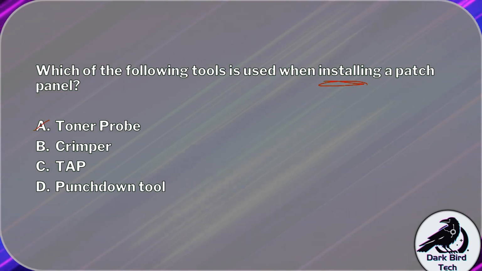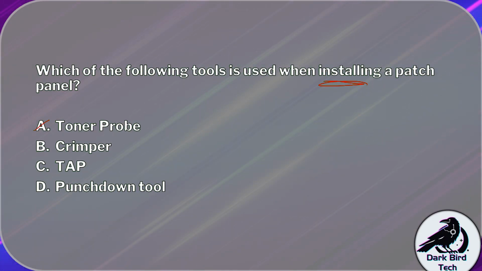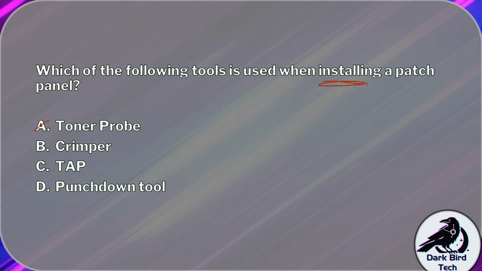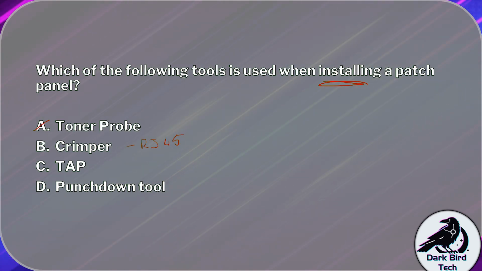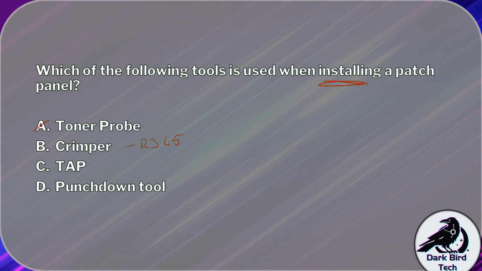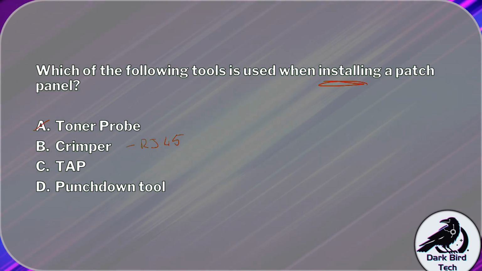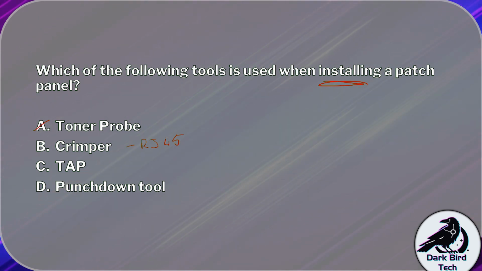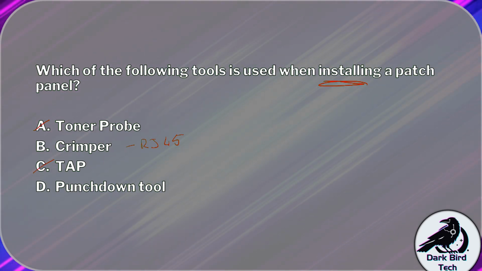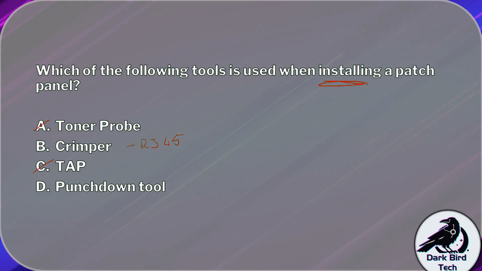A crimper. A crimper is part of your networking toolkit, but when you're terminating RJ45 connectors on network cables. The patch panel itself doesn't have RJ45 connectors as part of its construction. We plug cables with RJ45 connectors into the patch panel. And they're talking about installing the patch panel, not connecting to it. A test access point? No, this is completely unrelated to installing a patch panel.